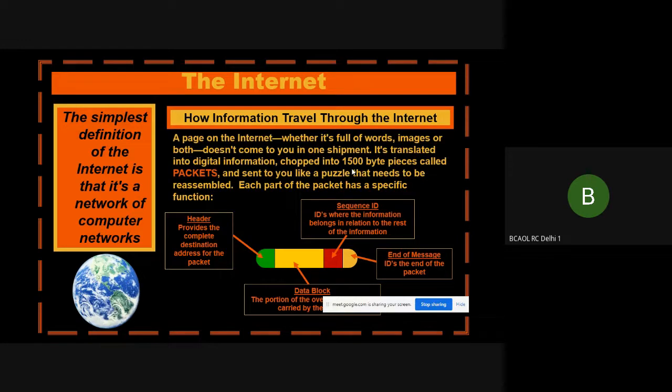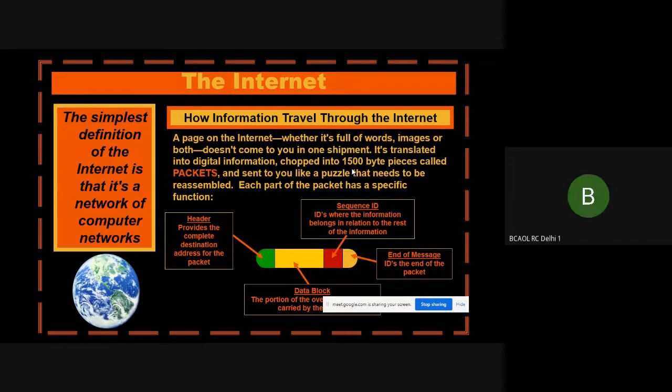A page on the network, whether it's full of words, images, or both, doesn't come to you in one shipment. Suppose you are accessing a website, and the page you want to open has images, text, and all that. That also doesn't come to you in one go, right? It's translated into digital information, chopped into 1500 byte pieces called packets, and sent to you like a puzzle that needs to be reassembled. Each part of the packet has a specific function. Do you understand what it means?